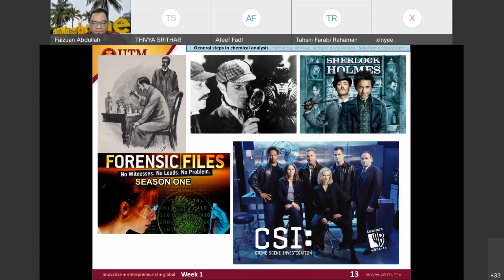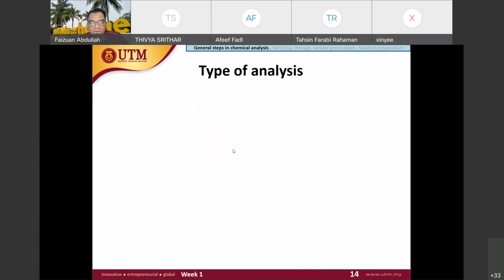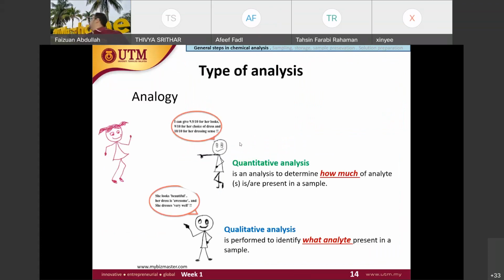Okay, these are a few movies that involve analytical chemistry: CSI, Sherlock Holmes, Forensic Files, and so on. Okay, we are now at 5 more minutes.